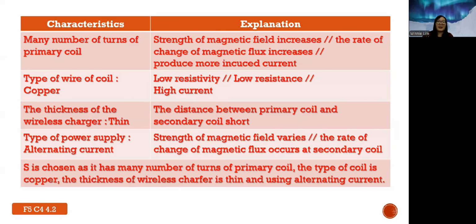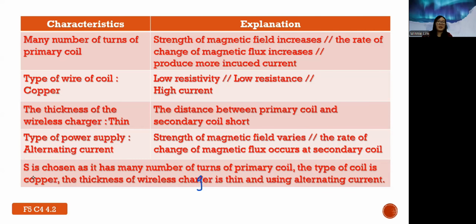And lastly, alternating current, so that you can have changing magnetic flux, or a rate of change of magnetic flux, occurring at the secondary coil. So therefore, our choice is a large number of turns of coil in the primary coil, and then the type of coil is copper. The thickness of the wireless charger is thin, and lastly we use alternating current.